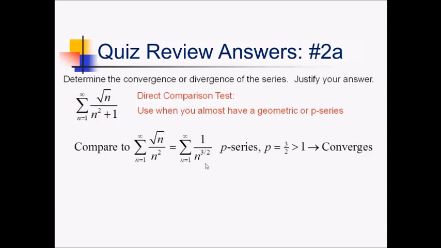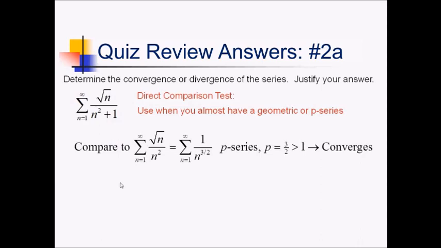And in terms of what's bigger, the only difference between this series and our comparison series is this little +1 down here. If I have a larger denominator, that means the overall fraction is smaller. So we can say that this series is smaller than radical n over n squared. And both series are positive.